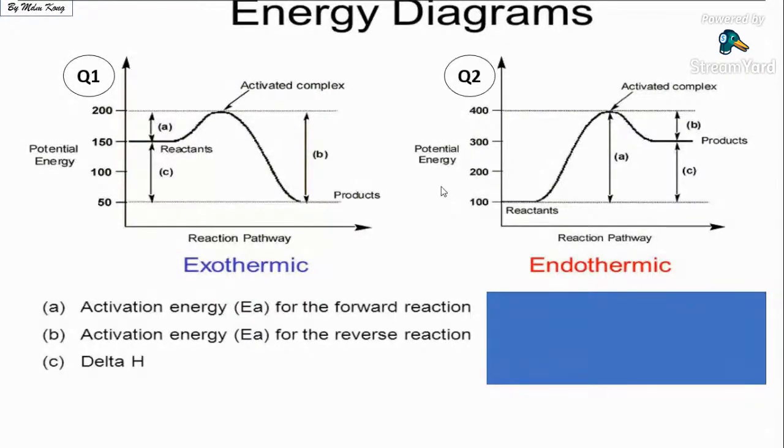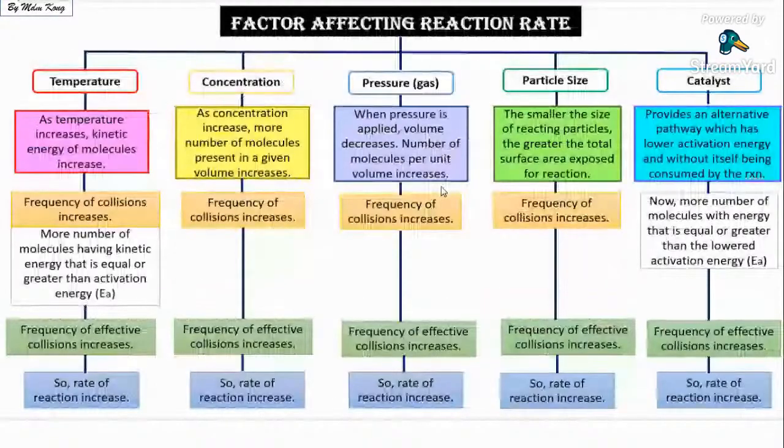Okay, this is the summary for factors affecting reaction rate. So what should you know? This is the general statement that I said before. The red, yellow is the general statement. And then the second, the third one, and then the last one keep on repeating. Frequency of collision increases, so frequency of effective collision increases. So the rate of reaction increases.